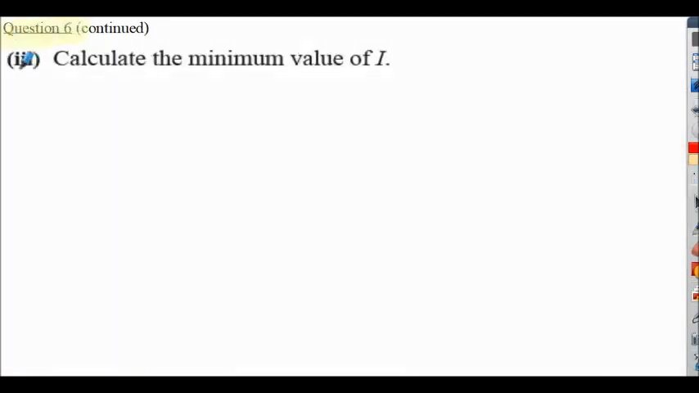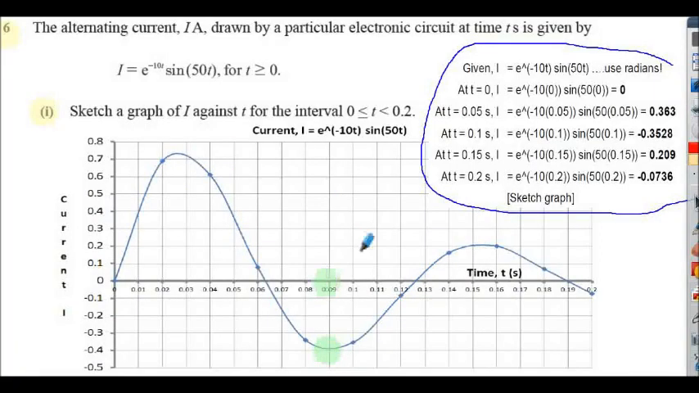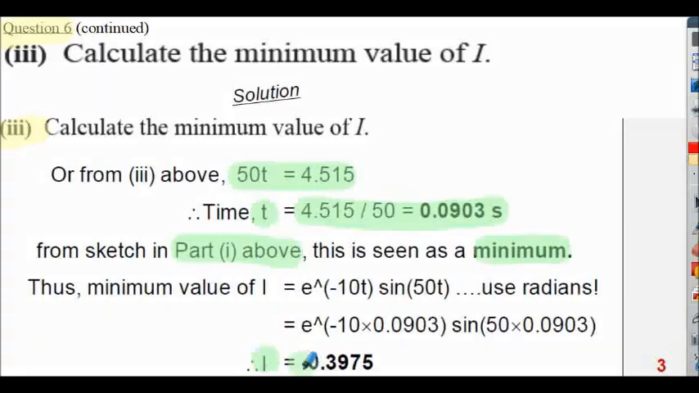Question 6 continues, part 3, to calculate the minimum value of I. Solution shown on the following slide. Question 6, the part 3 solution. This time we're using the second value, which is this time here. And referring to the sketch in part 1 above, we can see this relates to a minimum. Minimum here, this region. There's a value for I.